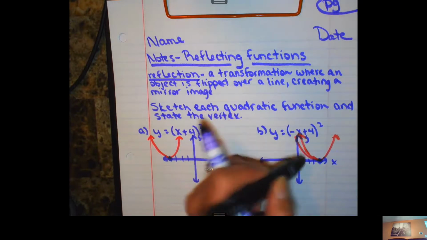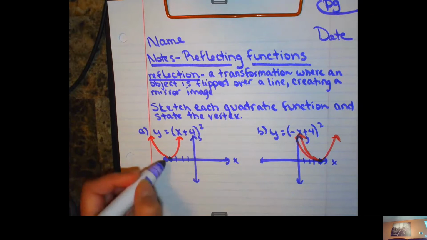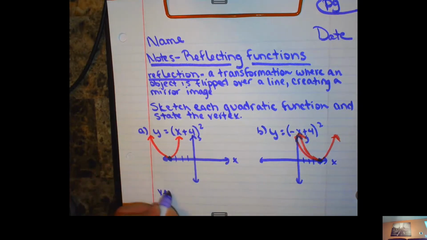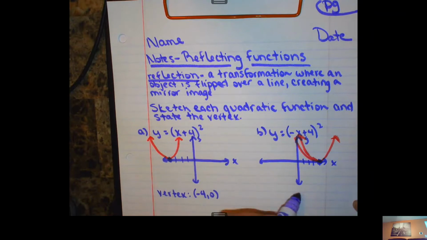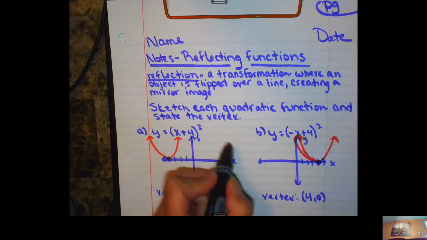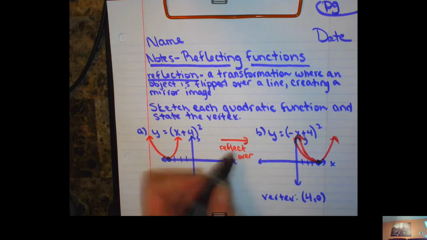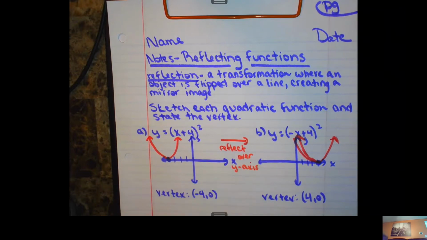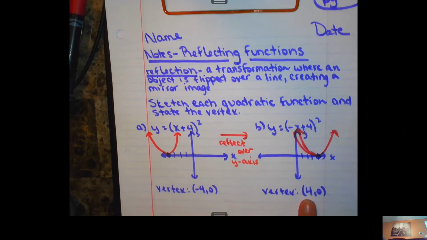The graph should look a little bit like this. The vertex of the original was -4, 0, so we're going to write vertex -4, 0. Over here, the vertex becomes 4, 0, so we're going to write vertex 4, 0. I want you to notice that when we reflect over the y-axis, your x value changes. So I'm going to draw a little arrow here and write reflect over y-axis. Again, when we're reflecting over the y-axis, the x value of the coordinates changes.